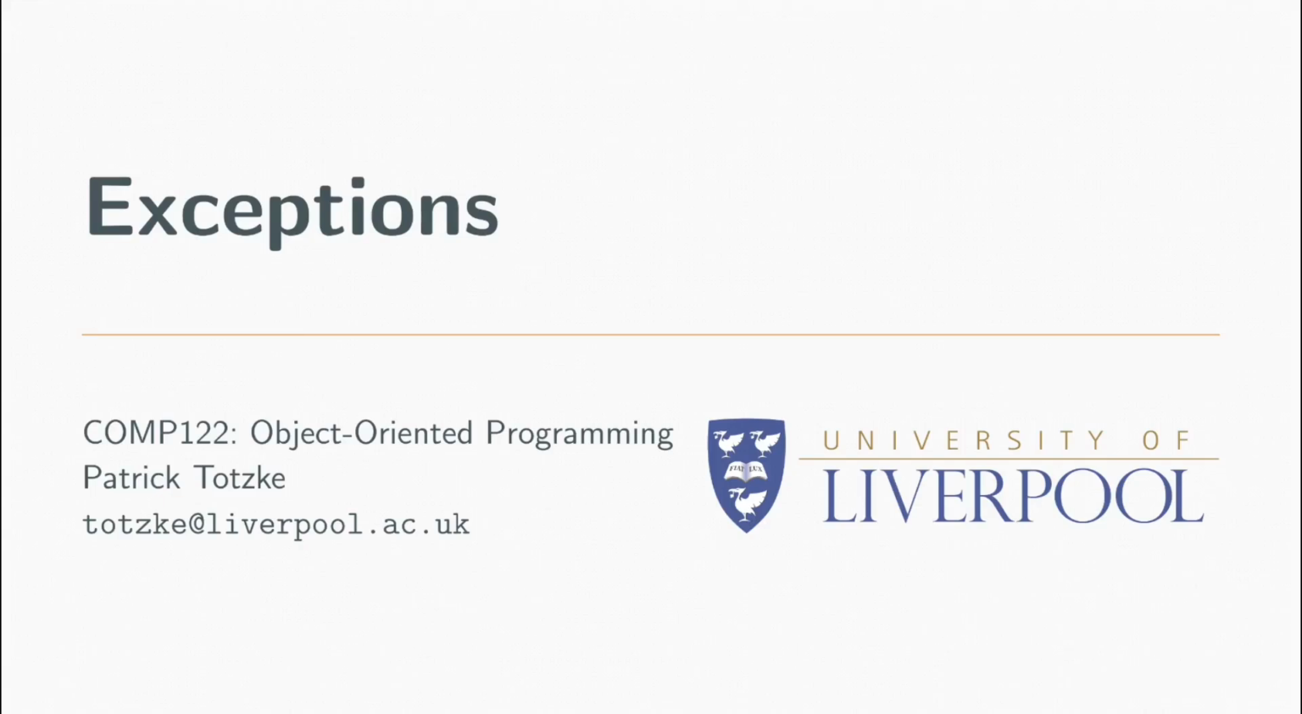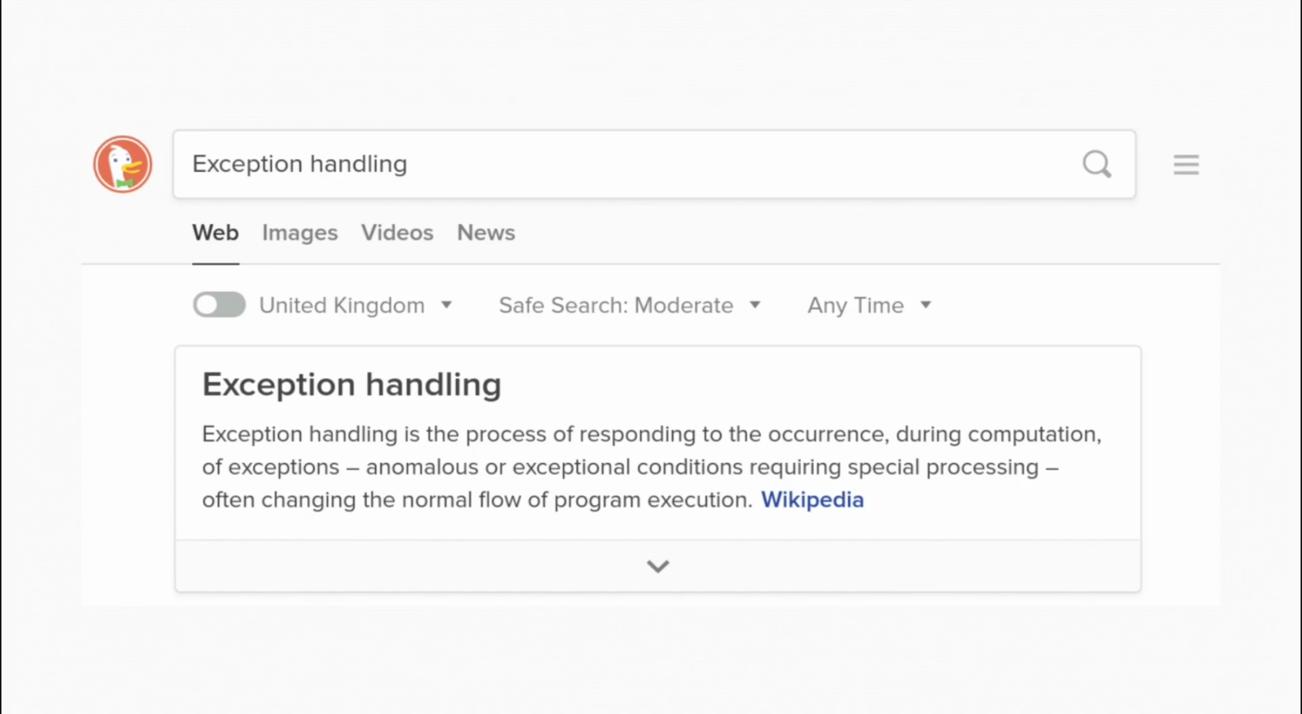Exceptions, or rather exception handling, is the part of the programming language that allows you to deal with problems that occur during the execution of your program. Our trusted online encyclopedia explains exception handling as the process of responding to the occurrence, during computation, of exceptions, anomalous or exceptional conditions requiring special processing, often changing the normal flow of program execution. In object-oriented design, exceptions are objects representing the anomaly.